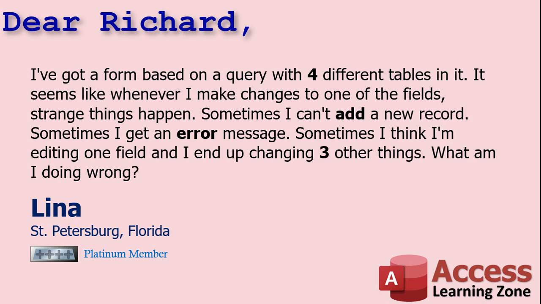Lina says, I've got a form based on a query with four different tables in it. It seems like whenever I make changes to one of the fields, strange things happen. Sometimes I can't add a new record. Sometimes I get an error message. Sometimes I think I'm editing one field and I end up changing three other things. What am I doing wrong?